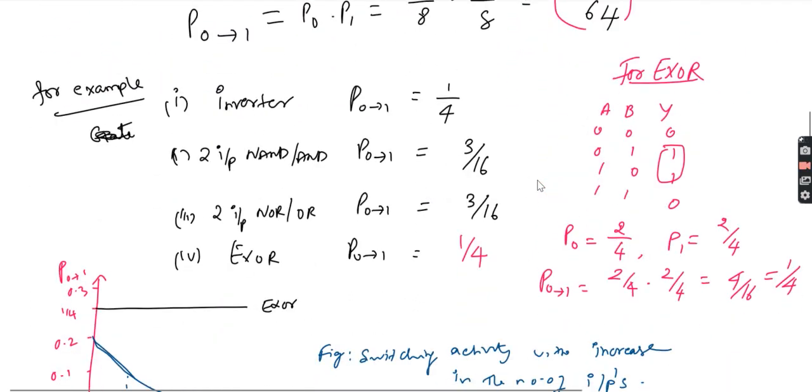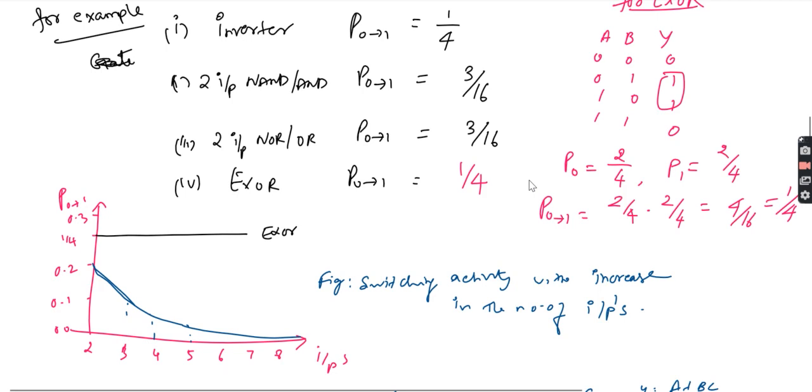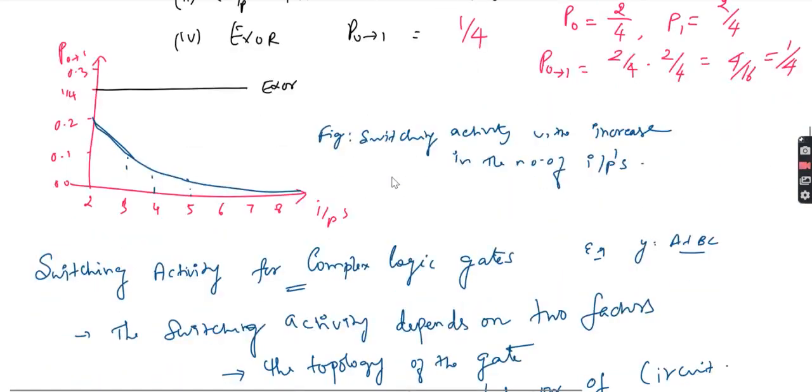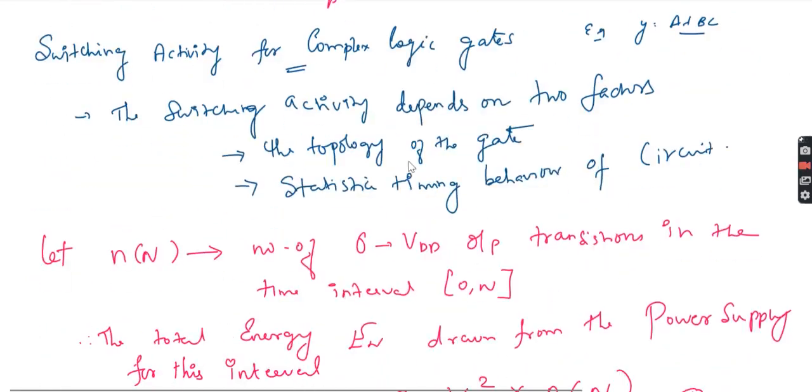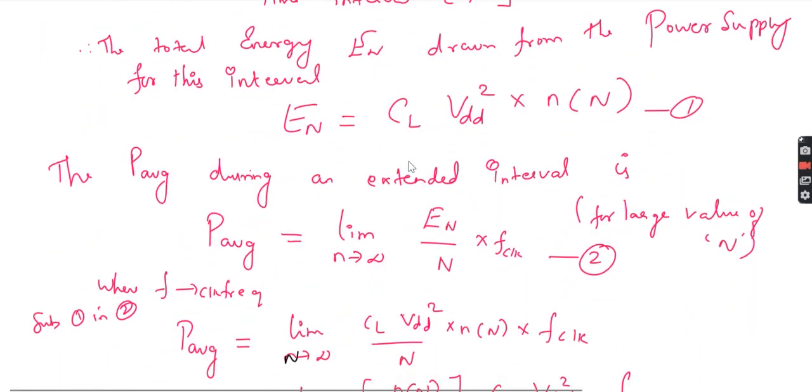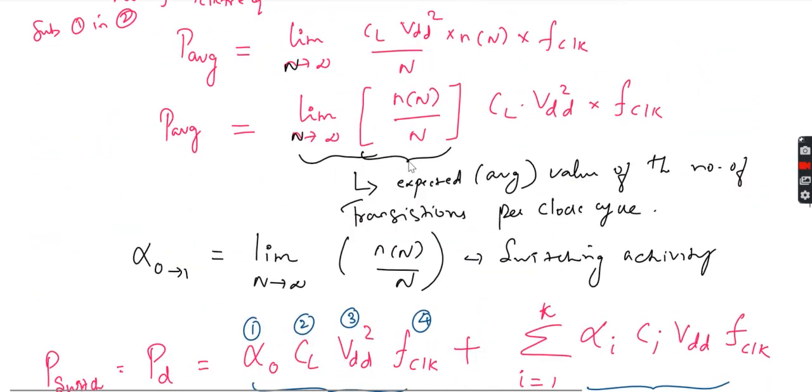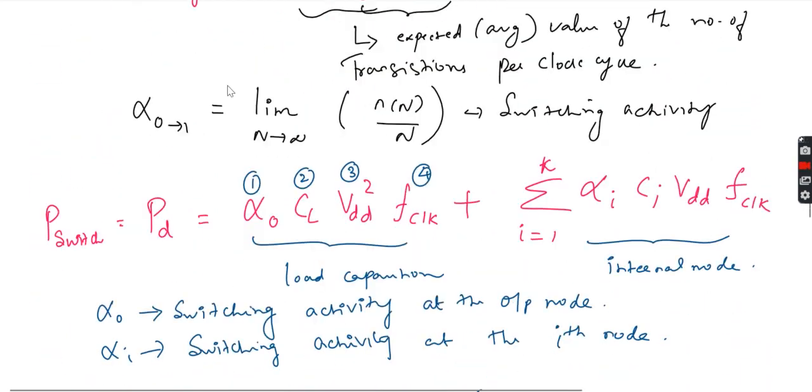Next, for n number of inputs, we saw the general formula. The second case: if the number of inputs increases for NAND gate and NOR gate, the switching activity will be reduced. Then we saw how the switching activity behaves for complex logic gates, even for a large value of n, because that is a little bit more complex.